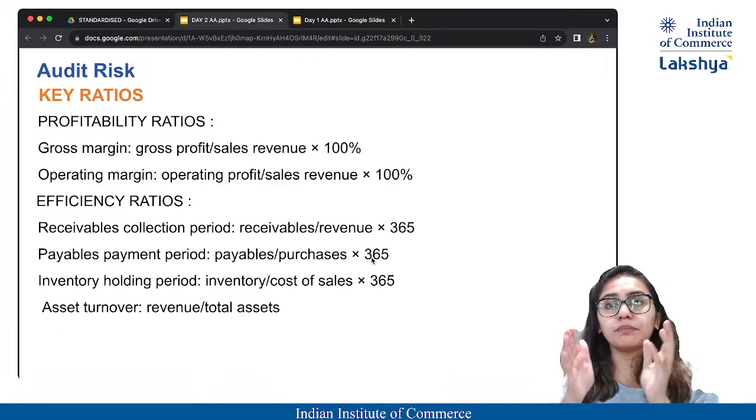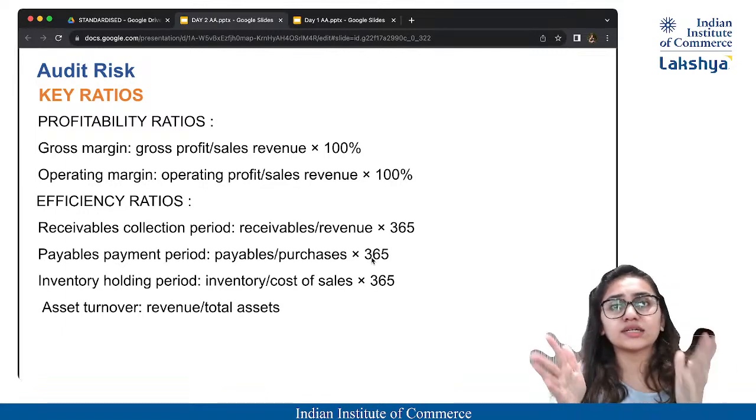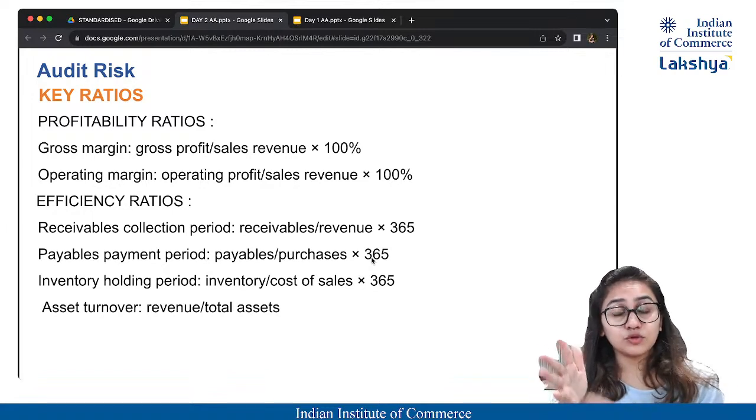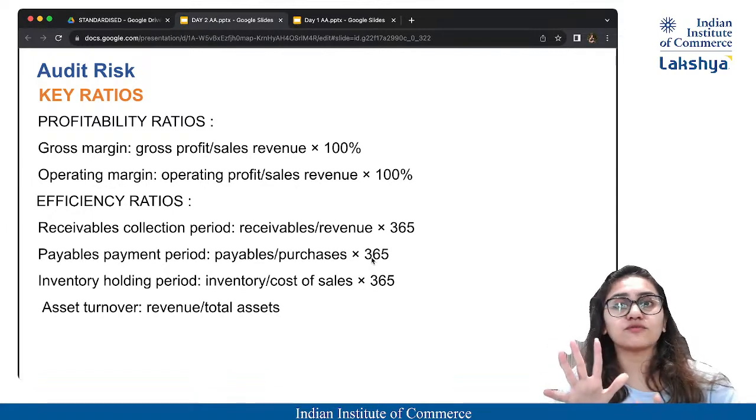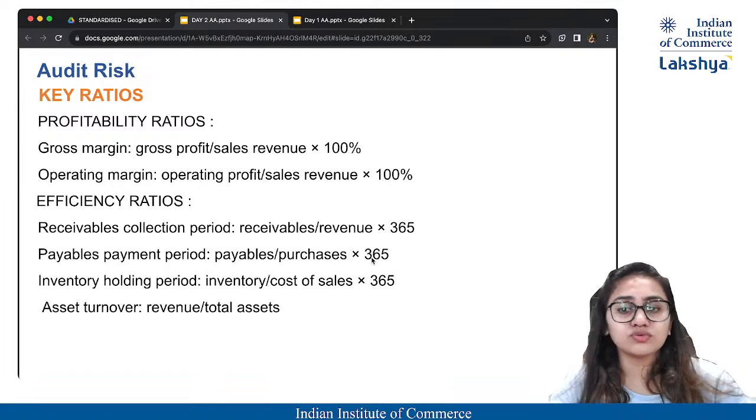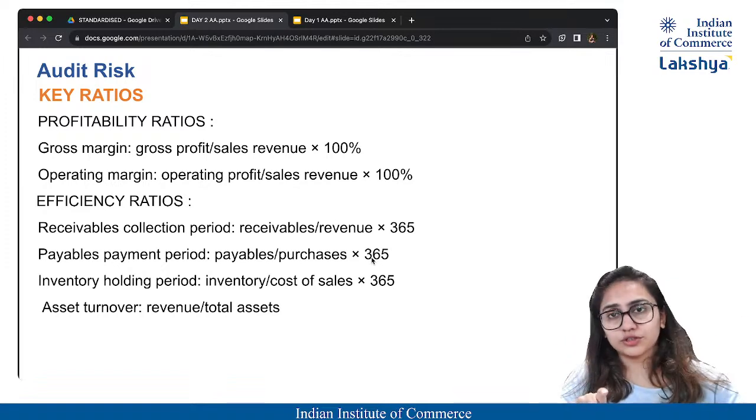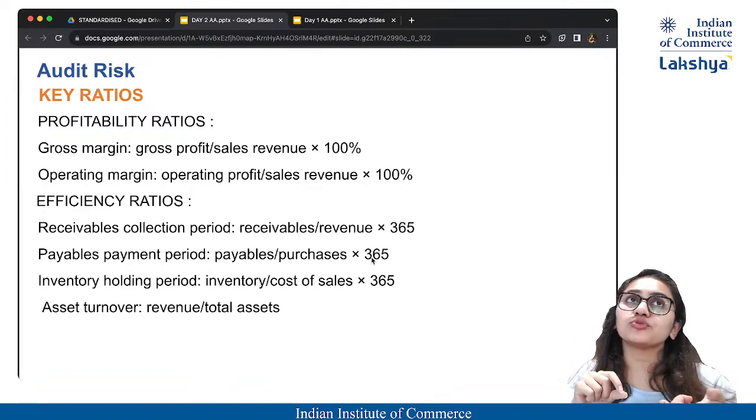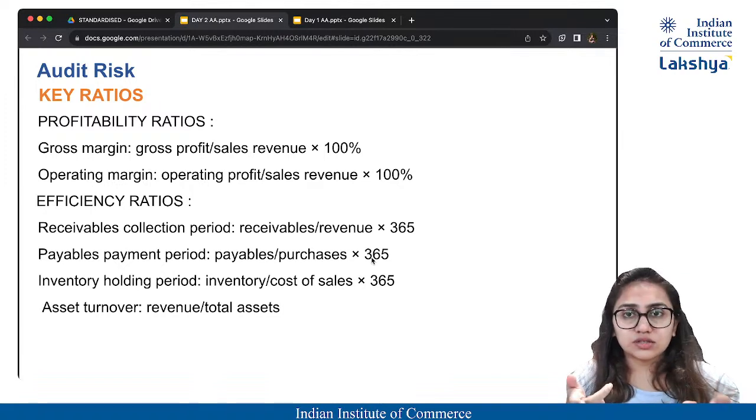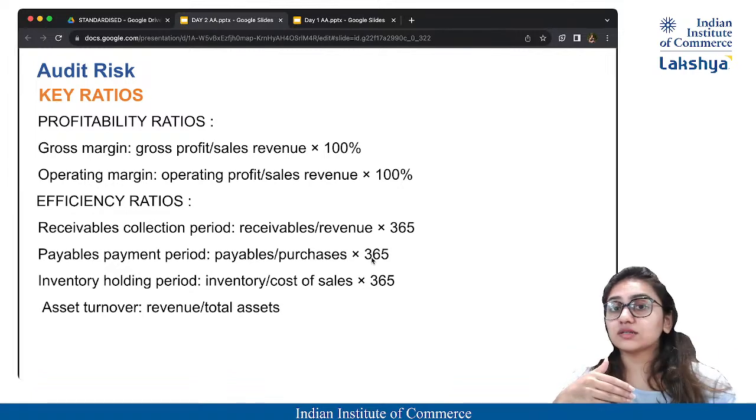So if the payment period offered to you by creditors is 60 days, make sure you use the entire 60 days. Don't make payment before that. Make sure that you use the entire time value of money that is available. Okay, so what is the payables payment period? Payables divided by purchases into 365. Make sure that you don't go beyond the time that is allotted to you. If the time allotted to you is 30 days, don't go beyond that, because if you make it later every time, the creditor will next time not give you a proper payment period.